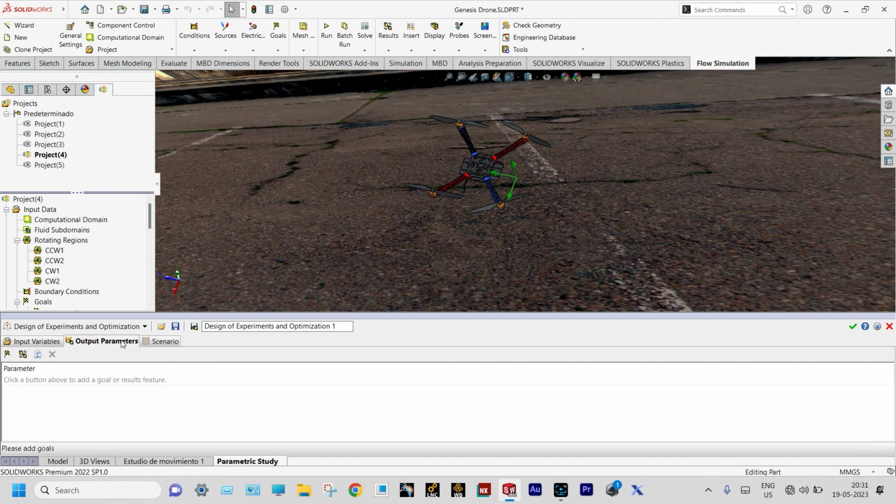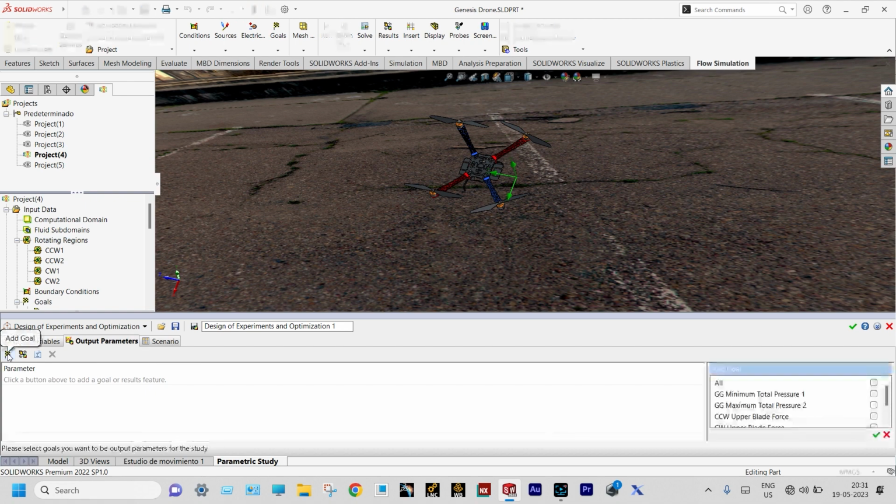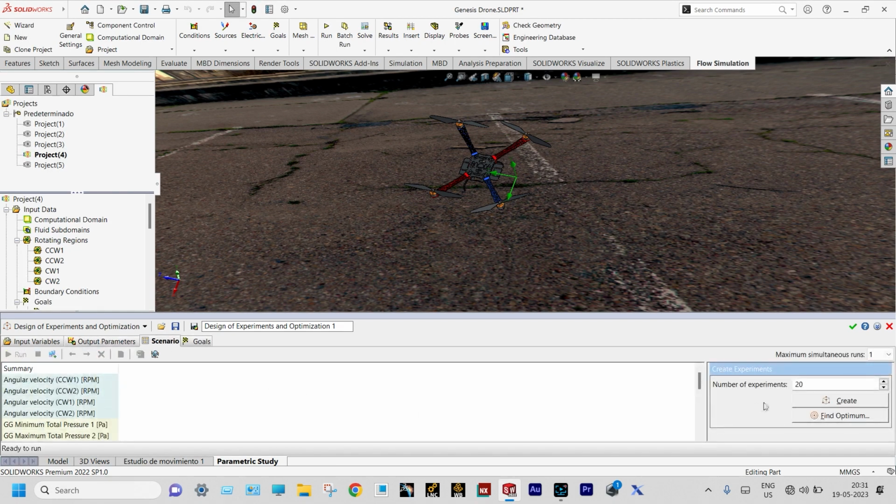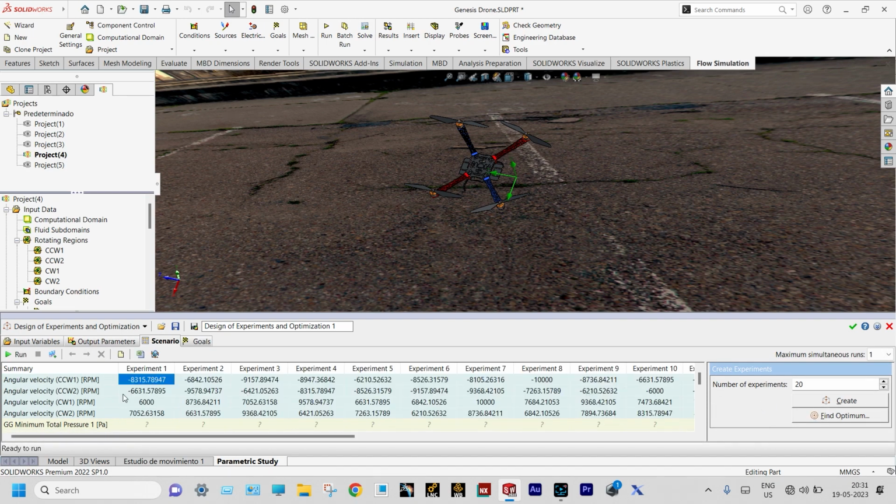That means what we want to find out, and that can be obtained from here. Adding goals, we can select all the goals. Done. Now let us see the scenarios. It will create 20 numbers of experiments. Let us create this one. See, at a different RPM, we can have different set of results, right? So 20 set of experiments will be generated. It has selected different RPM of the different rotors, but we can change this one as per our requirement, and we can perform this parametric study with 20 numbers of experiments.